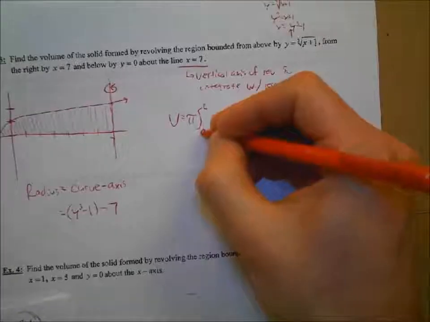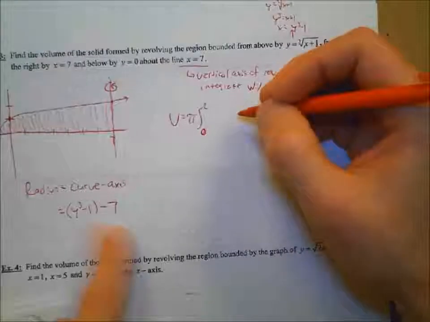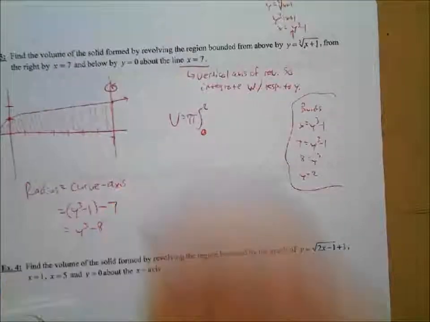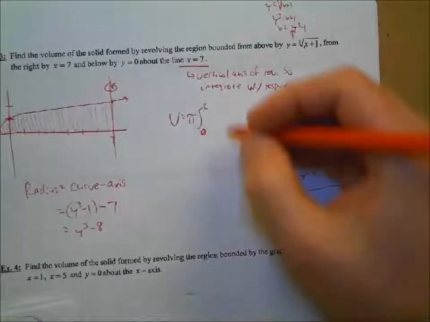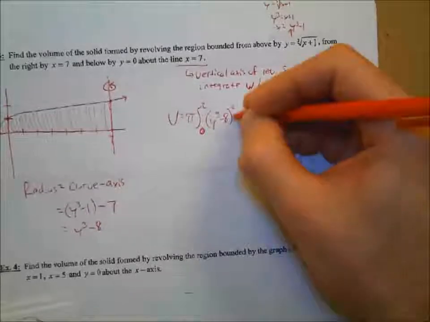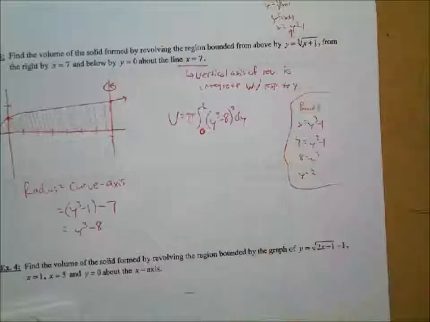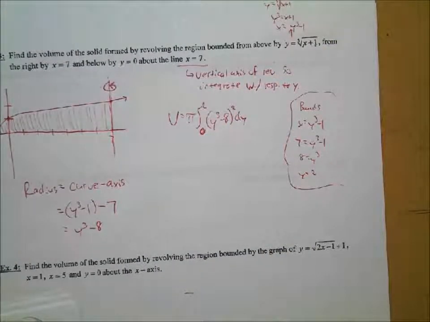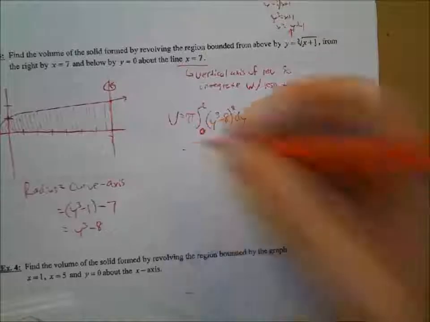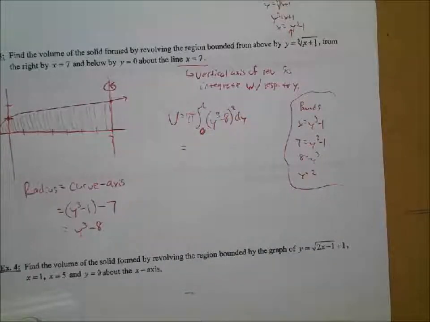All right, so from 0 to 2 of this right here. And I guess that simplifies: y cubed minus 8. So y cubed minus 8 quantity squared, dy. For this one, let's go ahead and just use our calculators. Let's type this into our calculators and see if we can all get the same value, hopefully.